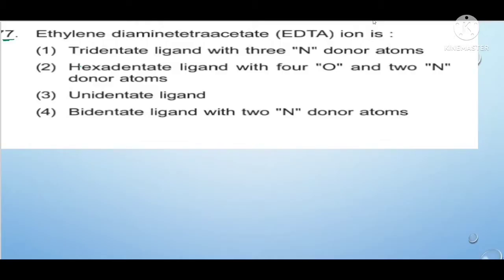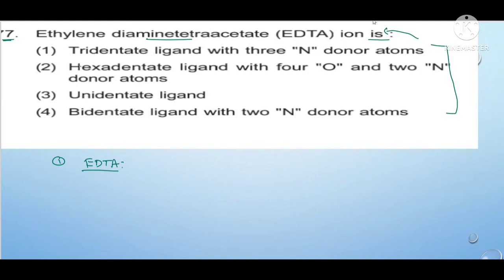Now let us see the 77th question. Ethylenediaminetetraacetate, EDTA ion: among the following statements, which is the right one according to EDTA? Now let us try to draw the EDTA structure. EDTA means ethylenediaminetetraacetate ion.